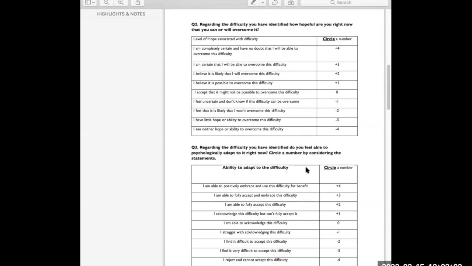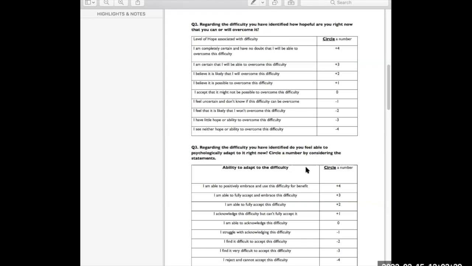Okay. And question 2, regarding the difficulty you've identified, how hopeful are you right now that you can or will overcome it? And you see there it's ranked from +4 to -4. If you could read through those options and then just give your response. Thank you. Yeah. Sadly, it's for muscle tone. This is in the context of, I really don't want to take any pharmacological intervention. I've tried that in the past, and that just brings on my neurological fatigue 10 times worse than usual. So I'm on a -4.